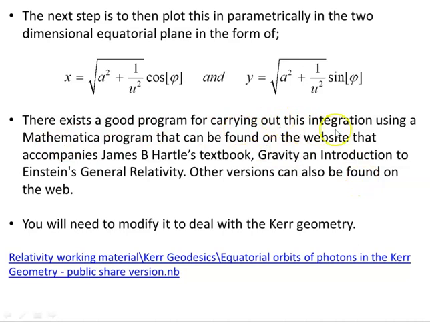Now, there exists a good program for carrying out this integration, a Mathematica program that can be found on the website that accompanies James B. Hartle's textbook, Gravity: An Introduction to Einstein's General Relativity, an excellent book. I really recommend that. There are many very good books around and many very good resources on the internet as well, so just a plug for all of them. Other versions can also be found on the web. You'll need to modify it to deal with the Kerr geometry because it was written for the Schwarzschild case, and I'll show you that shortly. Let's go there now.